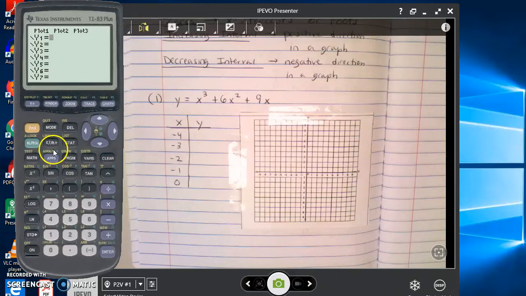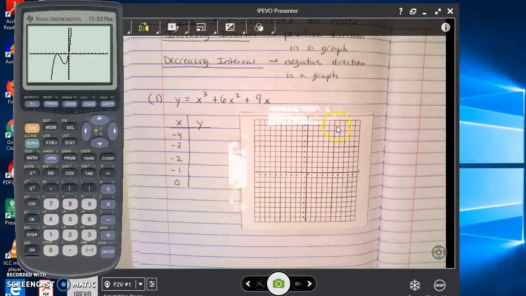So now I'm going to enter in my equation. I have x, and remember to get that to the third power, you hit caret third plus 6x squared plus 9x. I'm just going to click graph, and there's the graph of my polynomial. If you don't see this on your screen, you can hit zoom and then number 6, and it'll give you the window that I have.